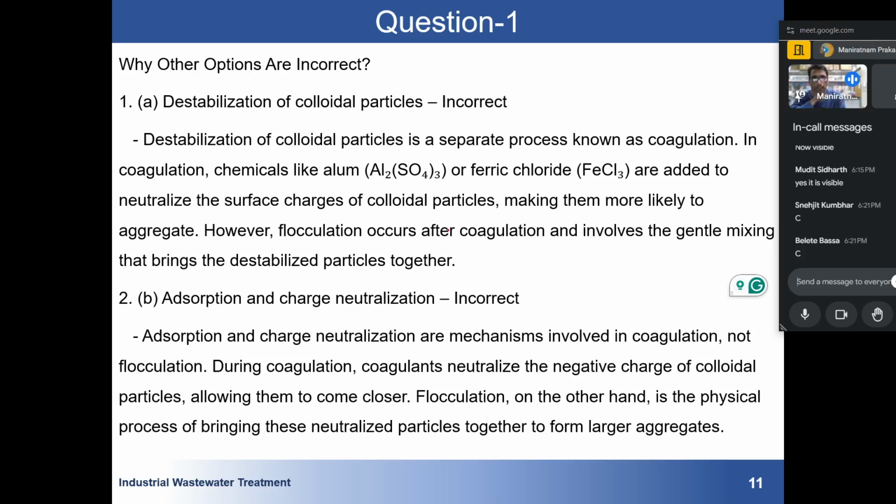Okay. Some kind of salt such as aluminium sulfate or ferric chloride is added to neutralize the surface charge. There are several processes that occur simultaneously, and finally flocs will form. Adsorption and charge neutralization are incorrect here. They are mechanisms involved in coagulation, not flocculation. During coagulation, coagulants neutralize the negative charge of the colloidal particles, allowing them to come close. We have already discussed that they will come closer, form heavy particles, and finally settle.